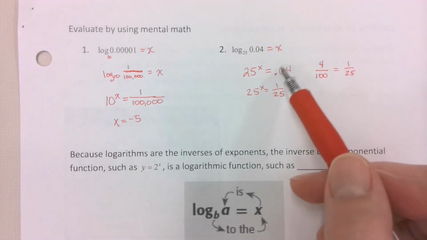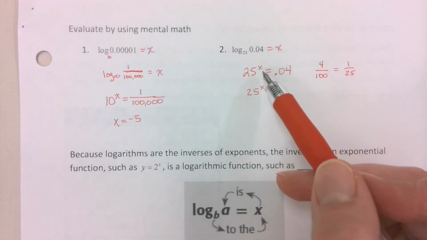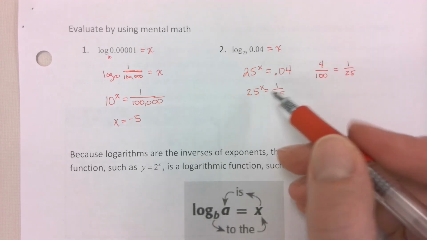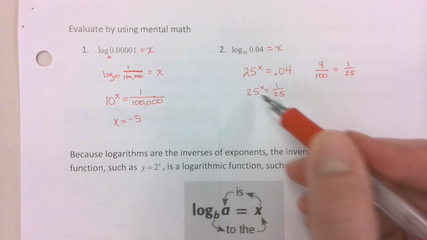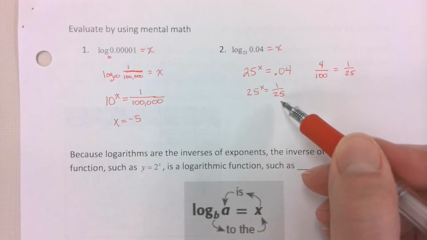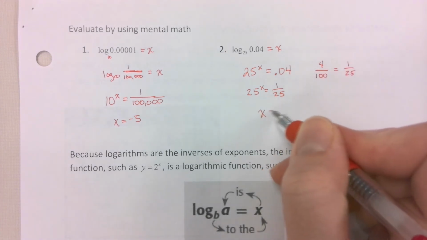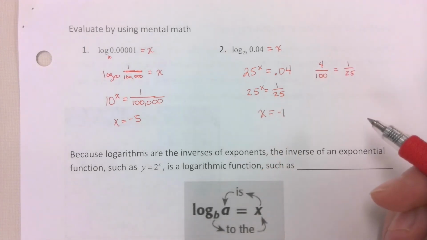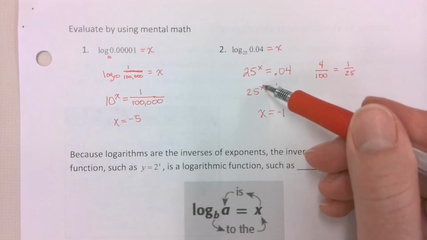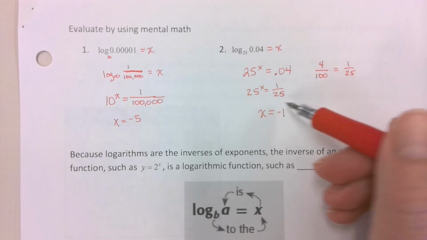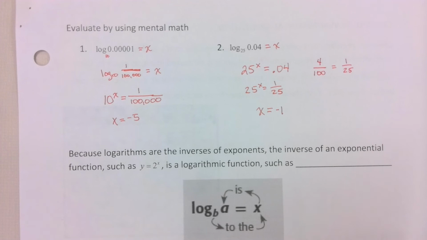In decimal form, I have no idea what my power is other than a negative number. Okay? The minute I make it a fraction, I still have my 25. It's just down in the bottom. So x is equal to negative 1. 25 to the negative 1 flips it to the bottom. So we want to use our fraction form.